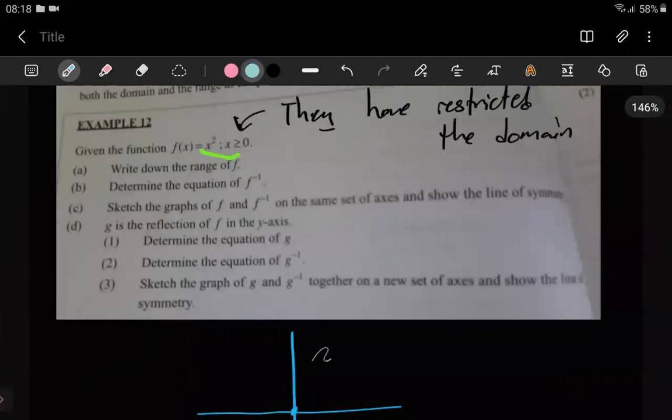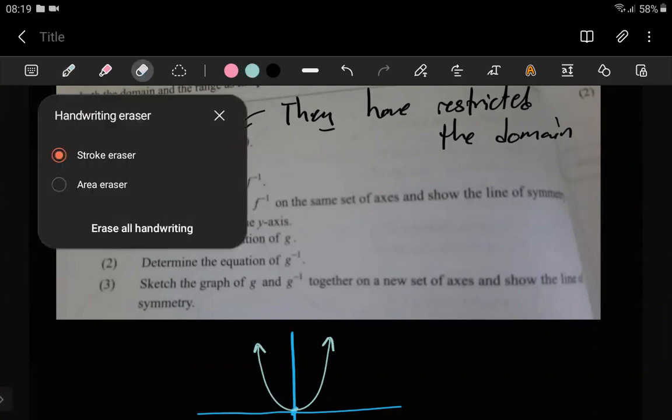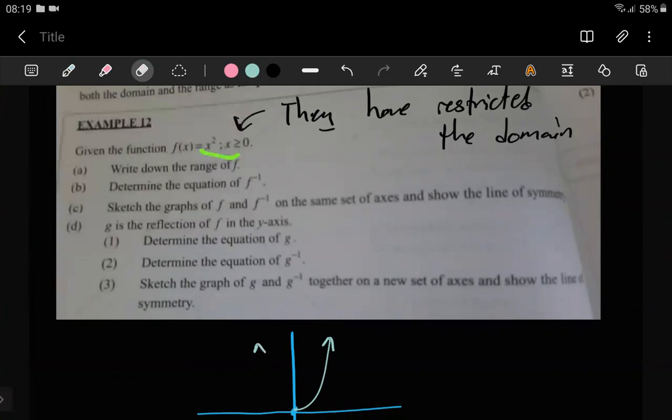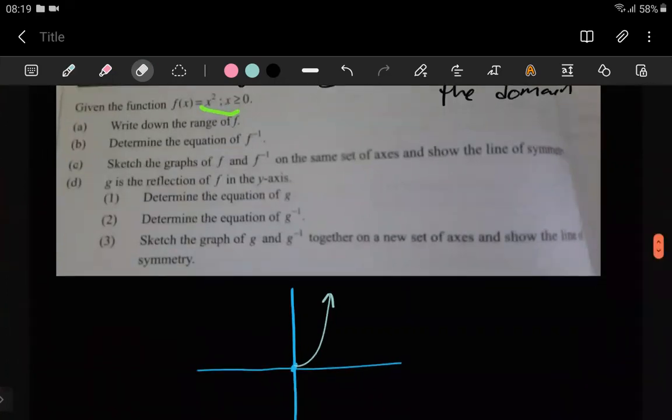Now, instead of drawing a full graph that has one left side and one right side, we know this is saying we should only consider x values that are bigger than 0. So automatically we know we should remove this side. Now this is the picture we have. So looking at this picture, what is the range of this picture?